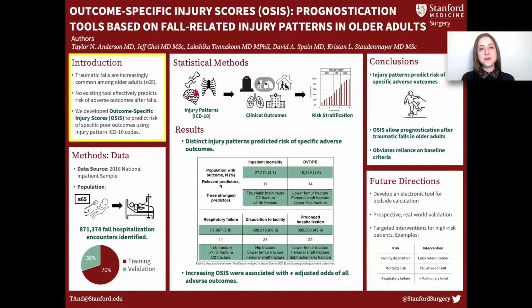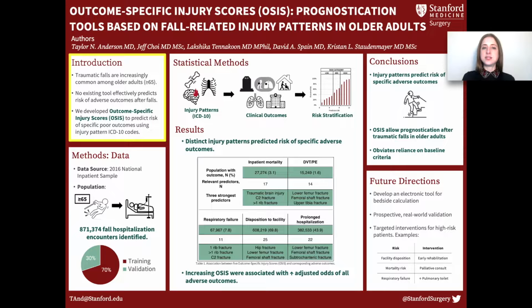As the United States population continues to age, traumatic falls in the elderly have become an increasing burden on the healthcare system. The ability to predict adverse outcomes is particularly important in this population in order to guide goals of care discussions and potentially mitigate harm.